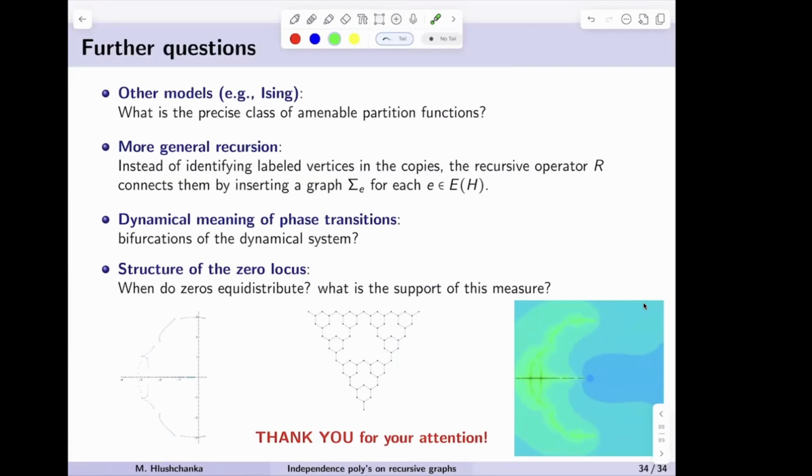And let me start the discussion. So are there any comments or questions?